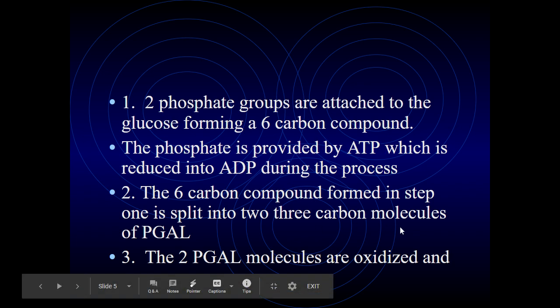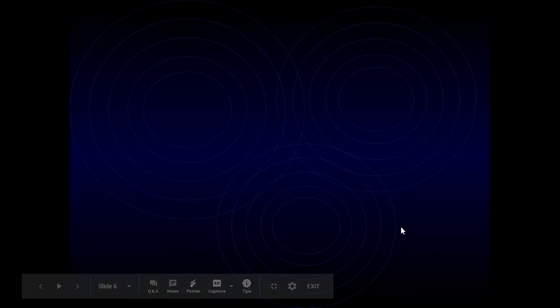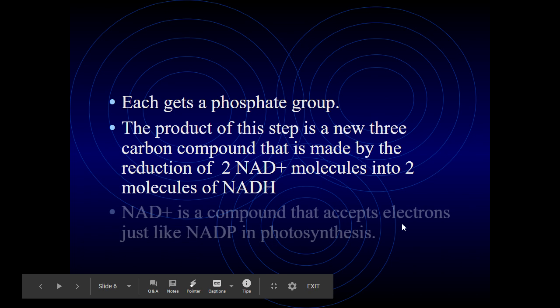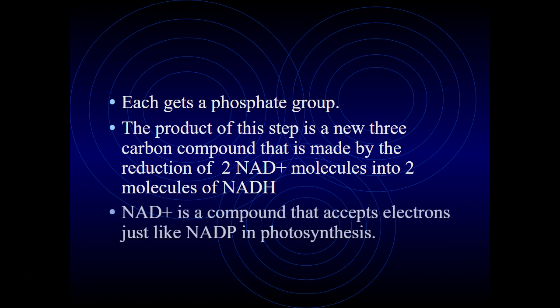So the 6-carbon compound formed in step 1 is split into 2 3-carbon molecules of PGAL. The 2 PGAL molecules are oxidized, and then each gets a phosphate group. The product of this step is a 3-carbon compound that is made by the reduction of 2 NAD plus molecules into 2 NADH molecules. The NAD plus is a compound that accepts electrons, just like the NADP in photosynthesis.